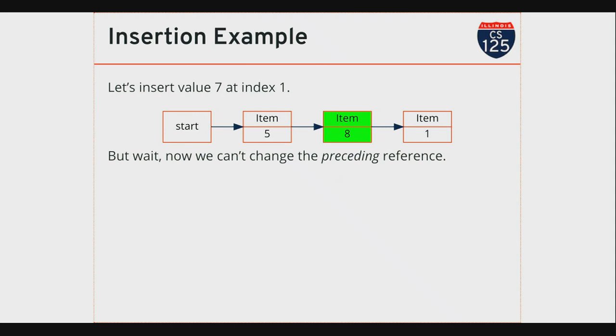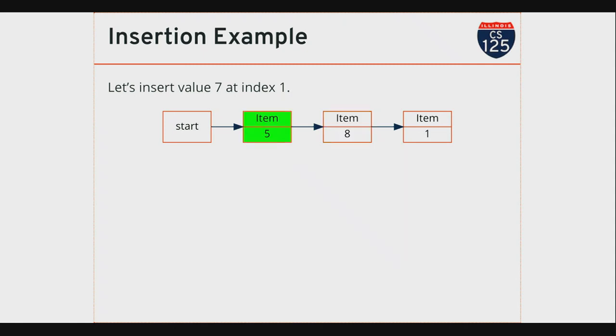That's the item that's currently at index 1. I need to change the preceding reference. So I actually need to walk the list to item 5, which is the item at index 0. This makes a little bit of sense, right? If I stick an item at the beginning of the list, then the reference that actually needs to change is the start, right? So essentially I'm walking the list to the element at index -1. Doesn't really make any sense, but that's my start reference. That's the start reference that my list implementation holds internally.